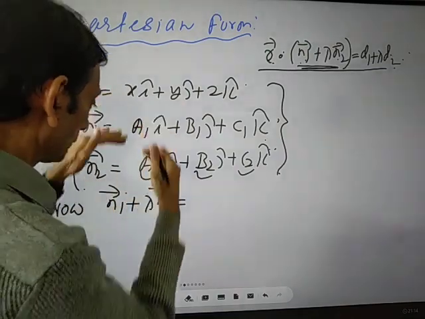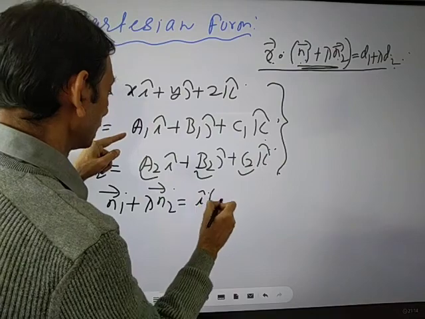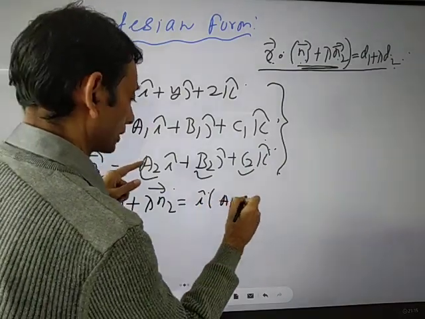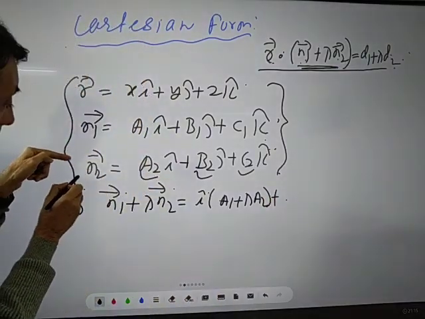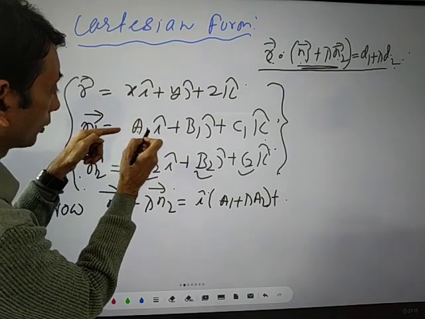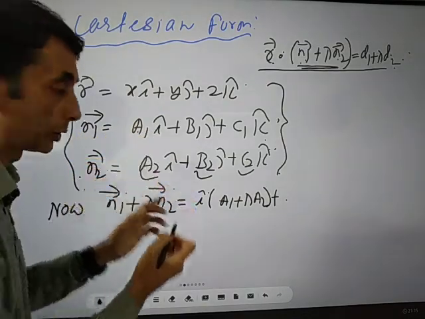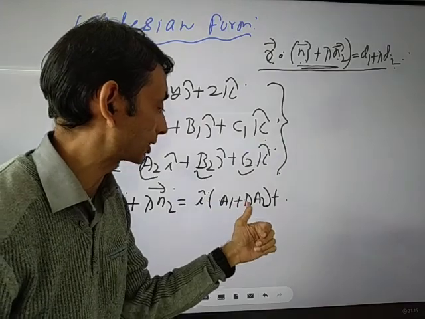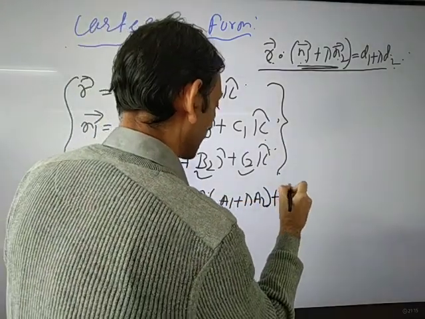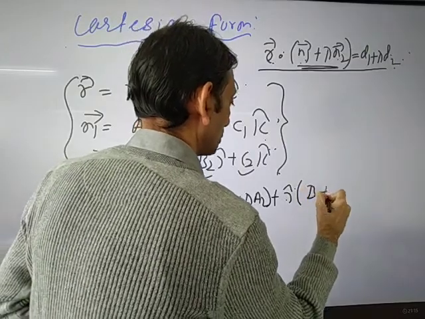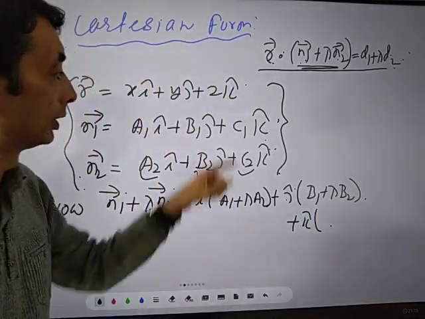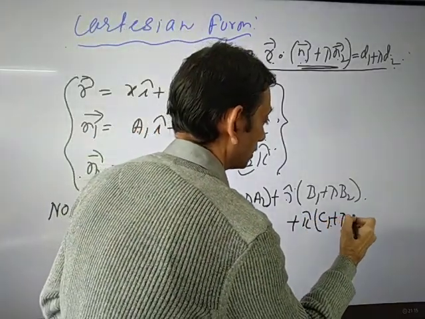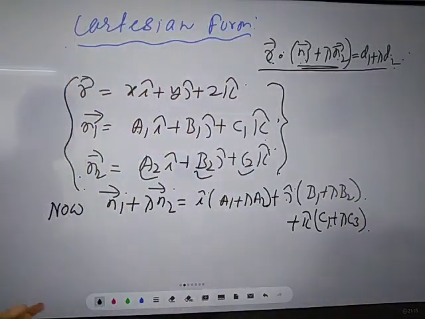If you add this, so if you take i common, this will be a1 plus lambda a2. Fine, if you multiply n2 by lambda and add, so if you take a1 i cap and lambda a2 i cap, take i cap common, so i cap a1 plus lambda a2, then similarly you can write j cap b1 plus lambda b2 and similarly k cap, that is c1 plus lambda c2. So you got this value, that is n1 plus lambda n2.